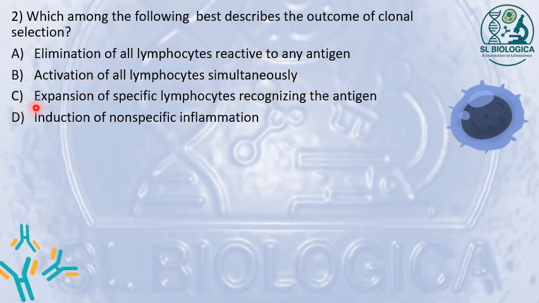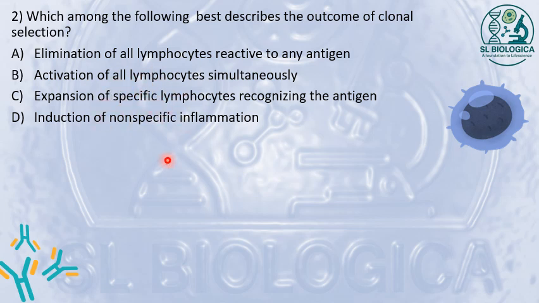The third choice is expansion of specific lymphocytes recognizing the antigen. So some sort of choice or selection is happening here. It is represented by the third option. The fourth choice is induction of non-specific inflammation. So we have in our mind that there is a chance for option C to be correct because it involves some kind of choice or specificity or selection process.